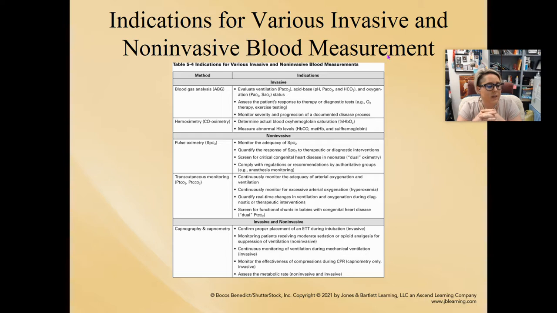That's invasive and non-invasive. So you can confirm proper placement of the ET tube during intubation. That would be invasive. Monitor patients receiving moderate sedation for opioid analgesic suppression. So that's non-invasive. So you actually could do that on a nasal cannula. Monitor the effectiveness of compressions during CPR. So capnometry only. So that's invasive. Assess the metabolic rate. So non-invasive and invasive.